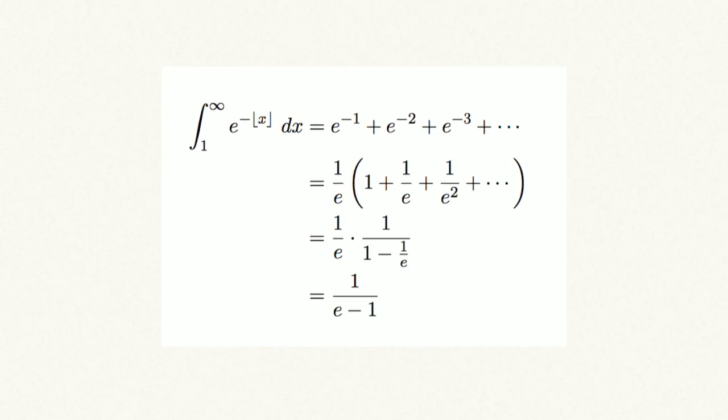So now we've deduced that the integral we're interested in is the sum e to the negative 1 plus e to the negative 2 plus e to the negative 3, etc. We can write that as 1 over e plus 1 over e squared plus 1 over e cubed, etc. If we factor out the 1 over e, we're left with 1 over e times the geometric series 1 plus 1 over e plus 1 over e squared, etc. The geometric series in the parentheses has common ratio 1 over e and is infinite with first term 1. And so its sum is 1 over 1 minus 1 over e. And if we collect everything and simplify, we're left with 1 over the quantity e minus 1.